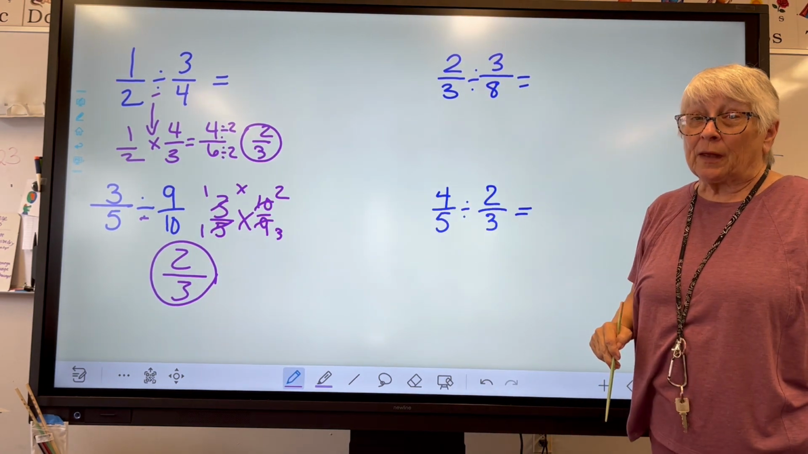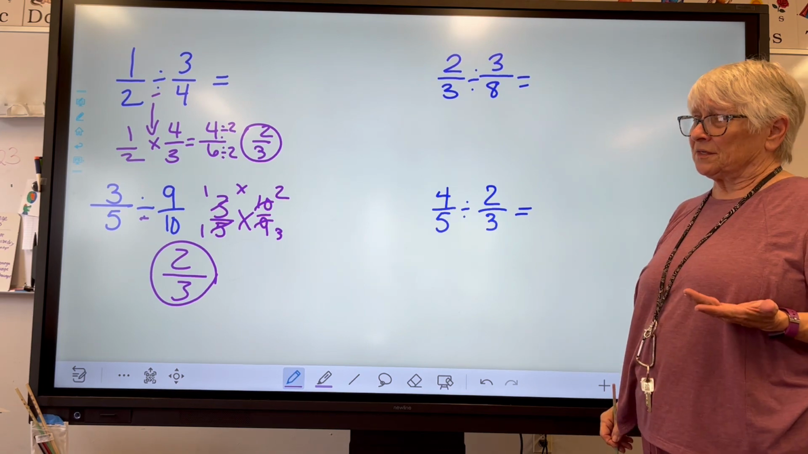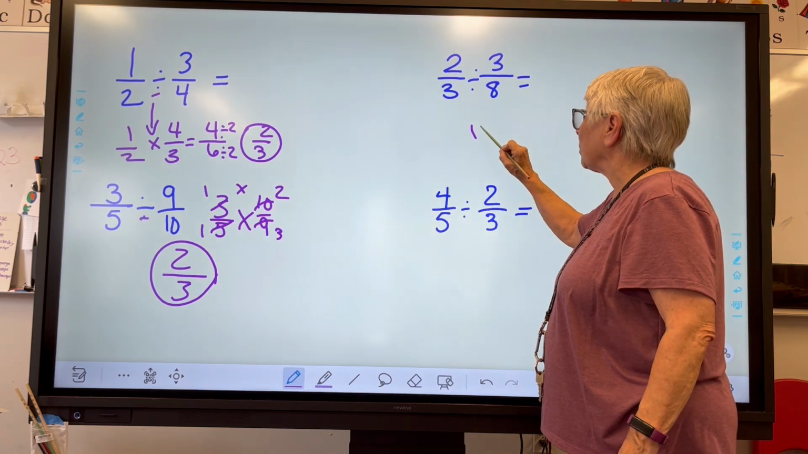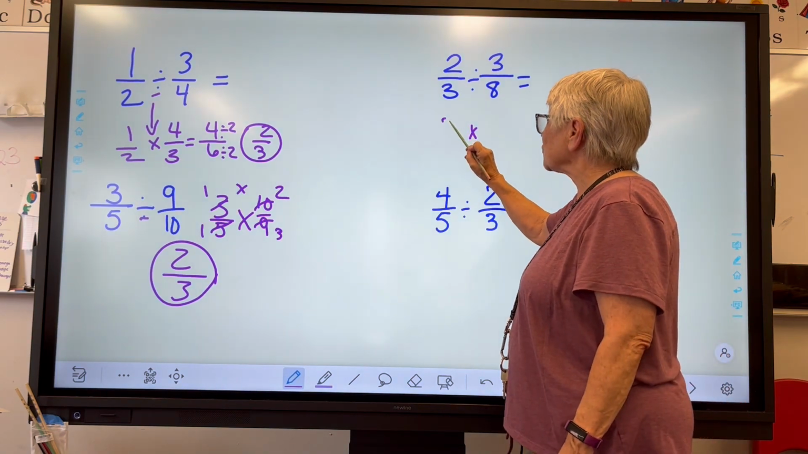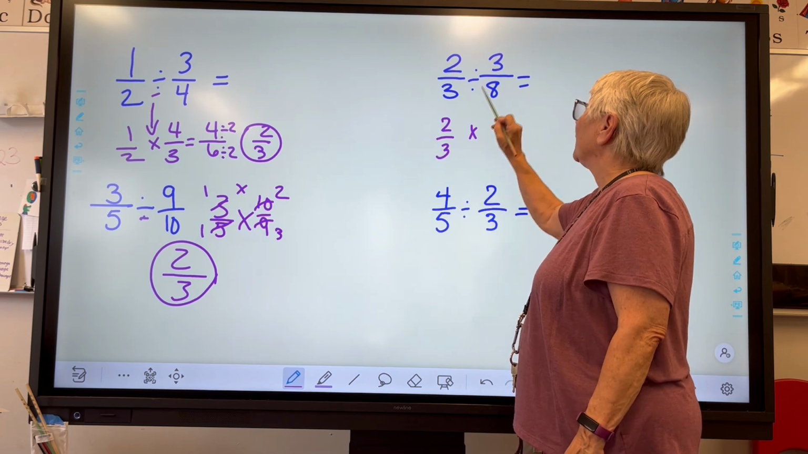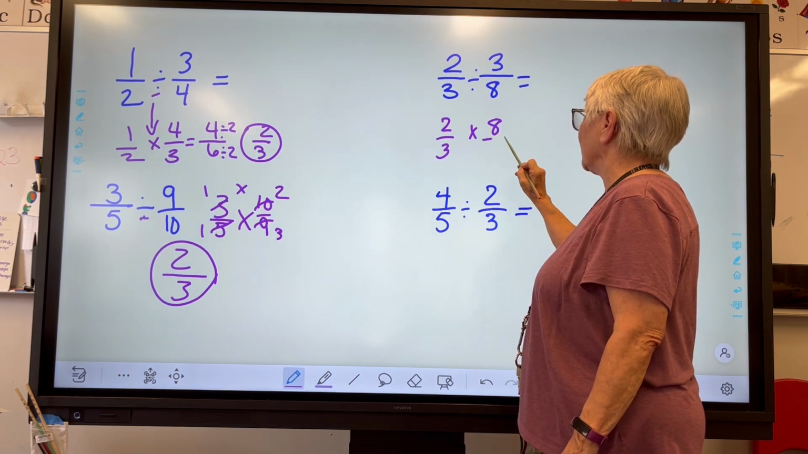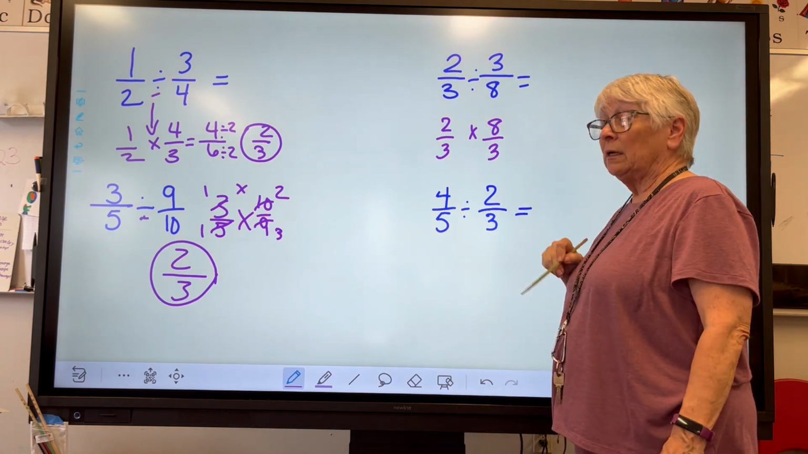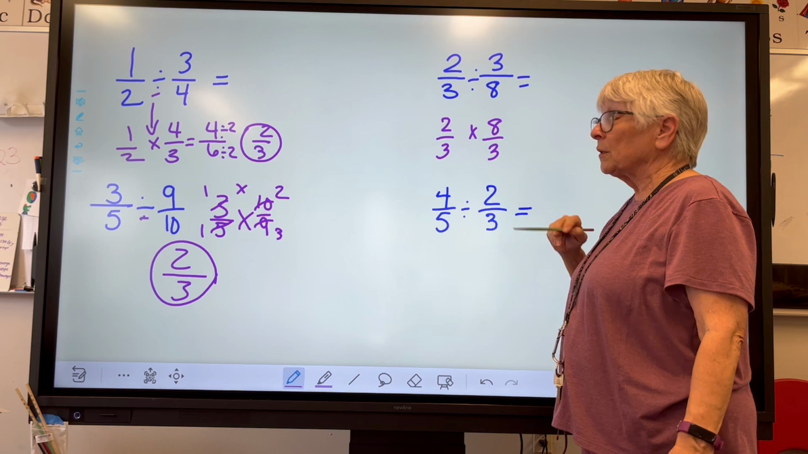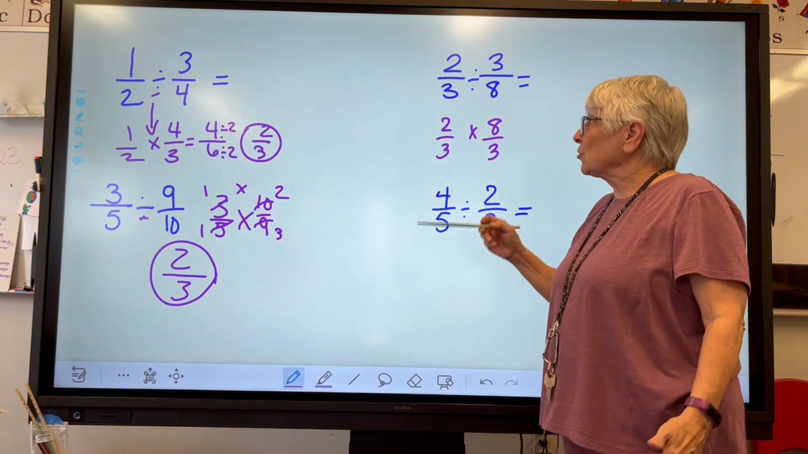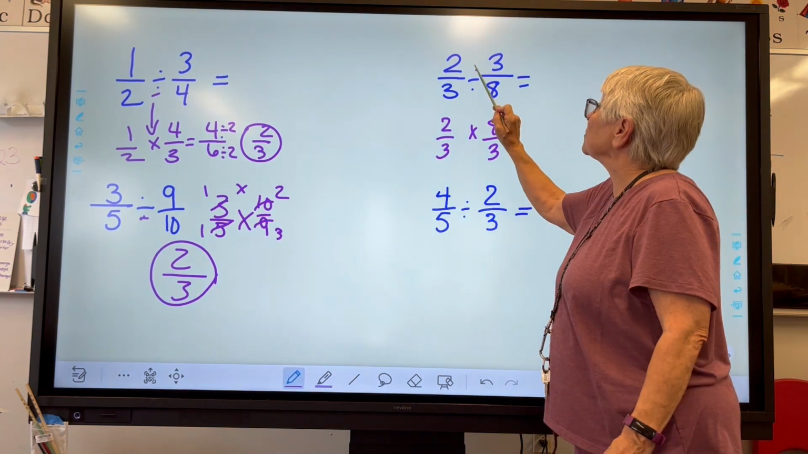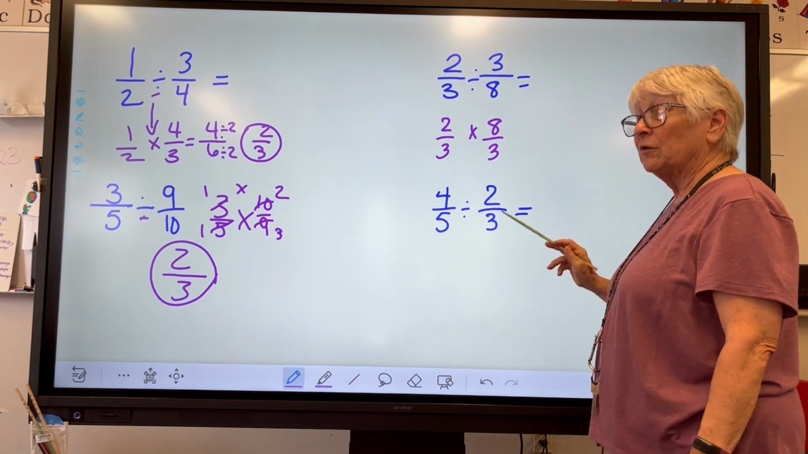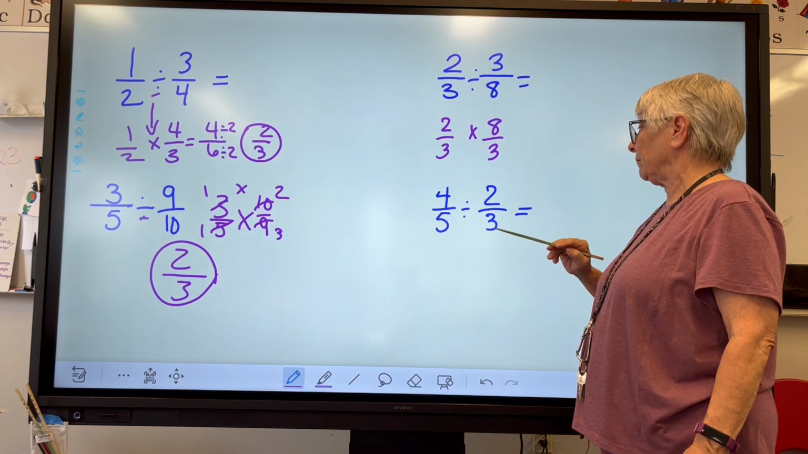This looks like it's going to have pre-reducing, but let's see if it really does. Because when we're dividing, we invert and multiply. So the first one stays the same. The second one flips. And is there any pre-reducing? Does 2 go into 3? No. Does 3 go into 8? No. So don't look for pre-reducing at the start, because that's division, and you have to invert and multiply. You can pre-reduce when you get to multiplication.